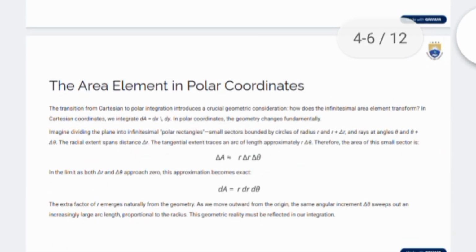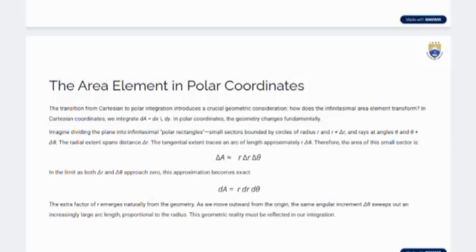The area element in polar coordinates. The transformation carries an important consequence for the circular geometry. How does the area element transform? In Cartesian coordinates, dA is equal to dx dy. In polar coordinates the geometry changes fundamentally. Imagine dividing the plane into small polar rectangles bounded by circular arcs of radius r and r plus dr and rays at the angles theta and theta plus d theta.